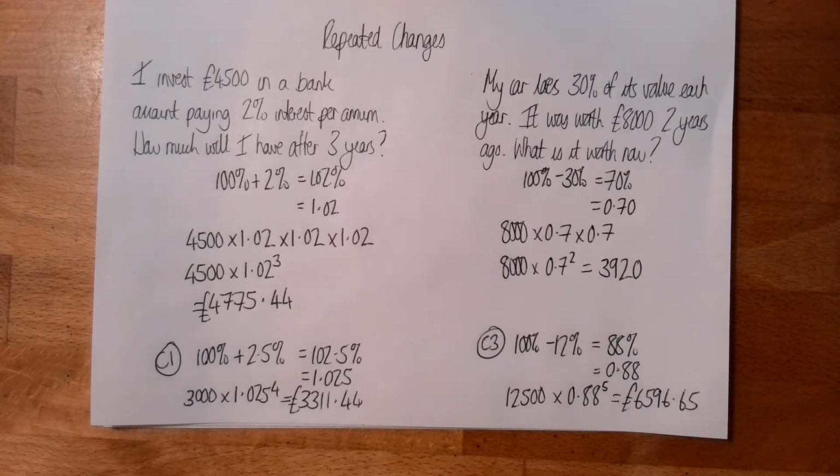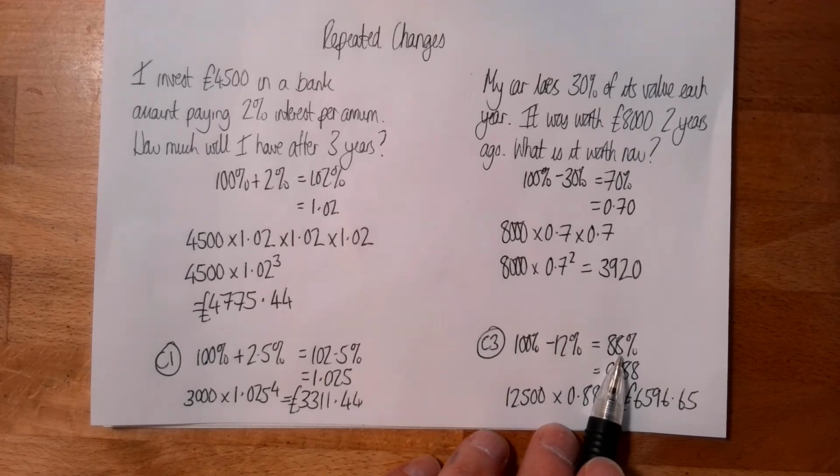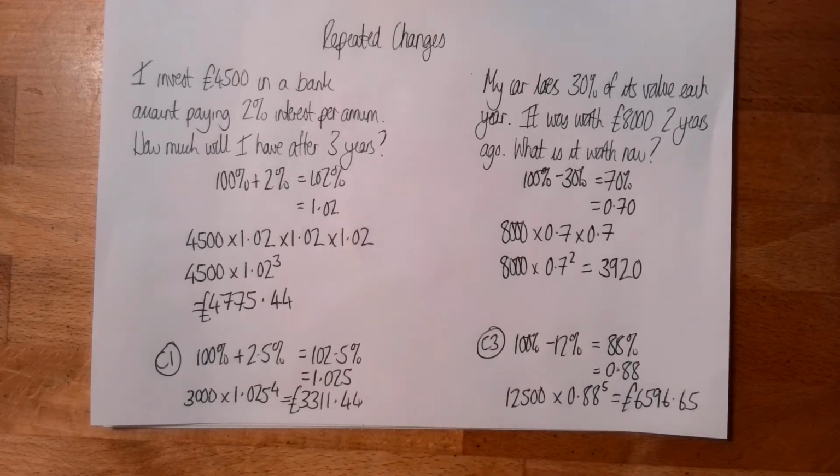C3 used a key word, depreciate. So if something depreciates, it's losing its value. So this is a repeated percentage decrease. Every year it loses 12%. So every year you get 88% of what you started with. And as a multiplier, that's 0.88. For 5 years, then you're going to multiply the original value by 0.88 to the power of 5. Again, I have rounded it to 2 decimal places.